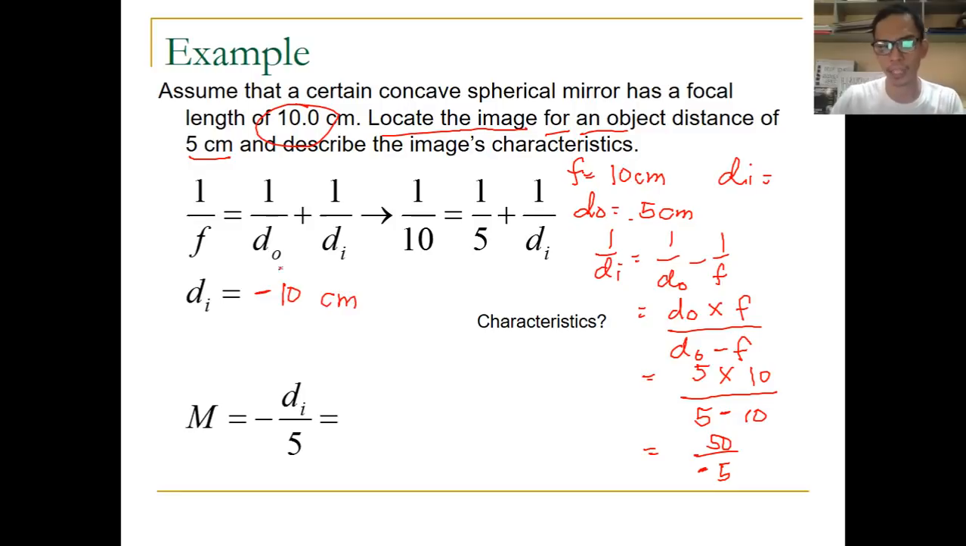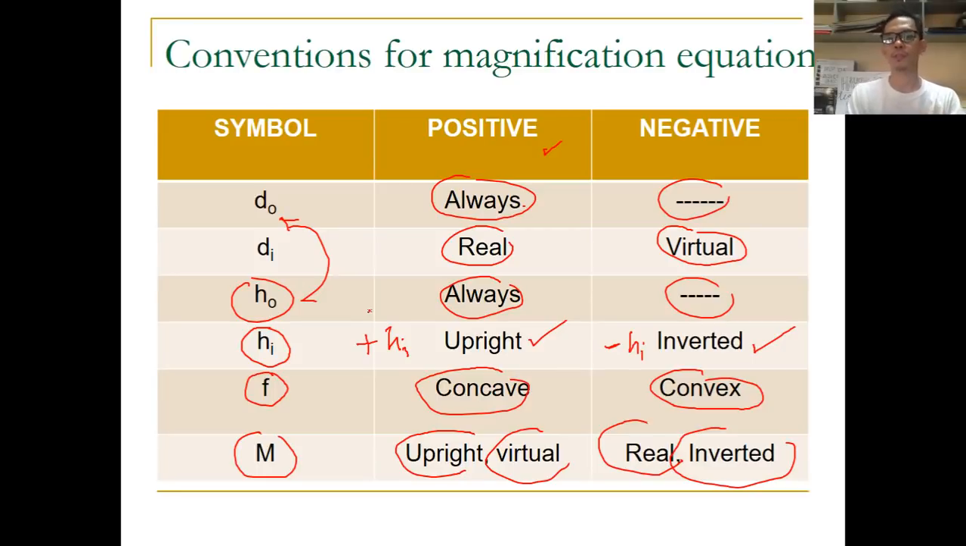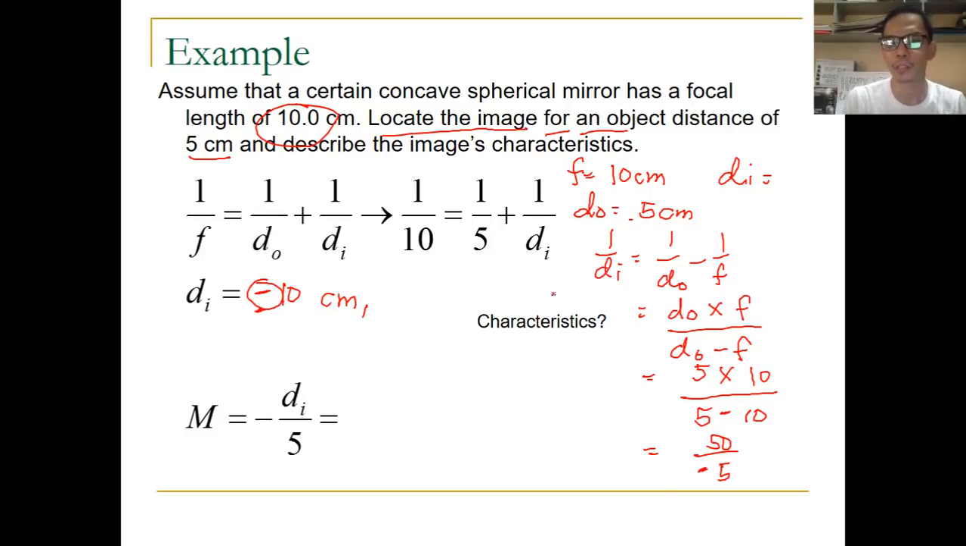So, what does the negative sign on the image distance represent? This negative sign tells us that the image is virtual. Negative means virtual. Now let's take a look at the characteristics of the image. Since the image distance is negative 10, divided by the object distance, the two negatives cancel, so the magnification is 2 times. Meaning to say that the image is enlarged.